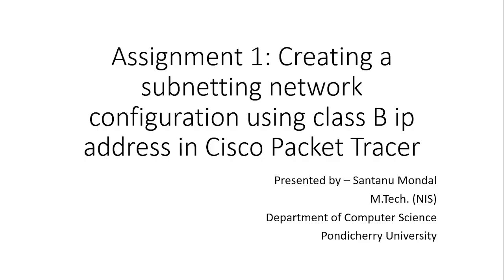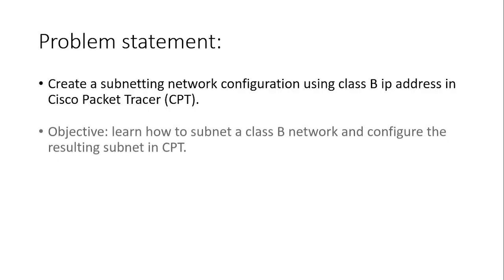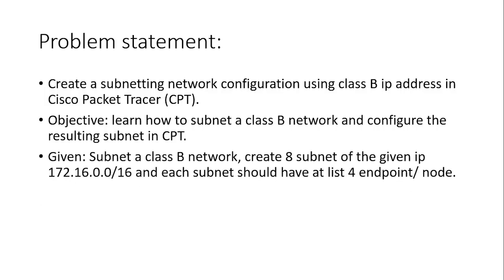Let's dive in. Here's the problem statement for our task. We need to create a subnet network configuration using a class B IP address in Cisco Packet Tracer. The objective of this exercise is to understand how to subnet a class B network and configure the resulting subnets in CPT. We are given the IP address 172.16.0.0.